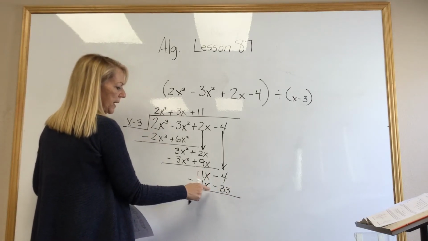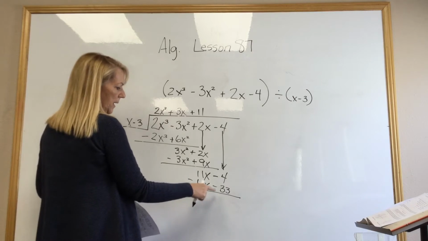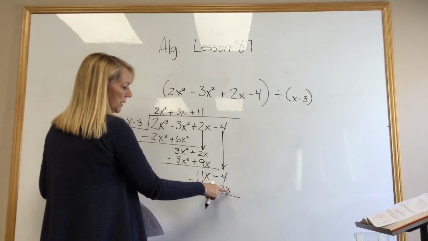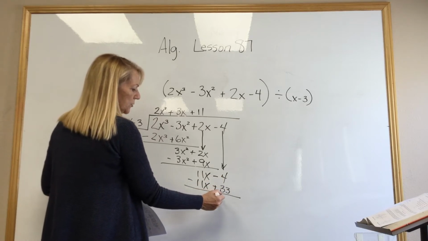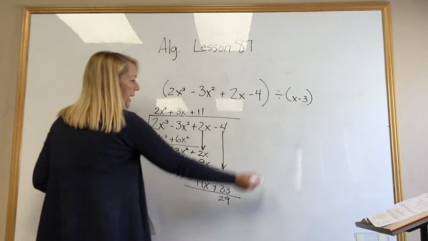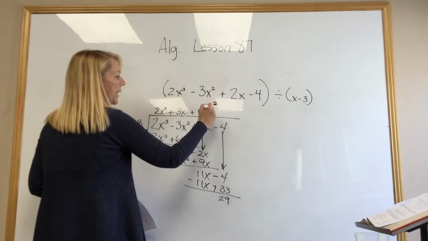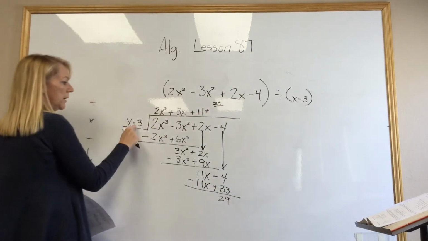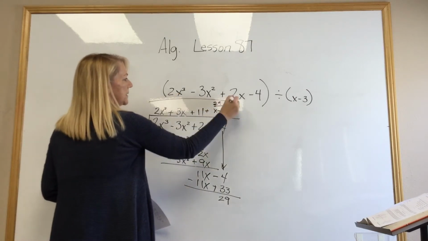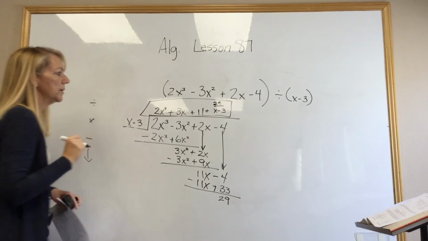11x minus 11x is 0. Good, that's what we want. And then I change the sign because it's minus. So 33 and negative 4, that is 29. That is my remainder, which I bring back up here, and I say plus 29 over the divisor, x minus 3. And this is your answer right there.